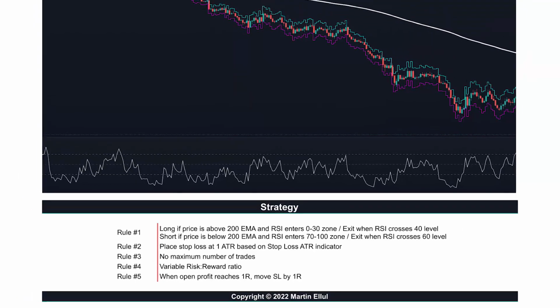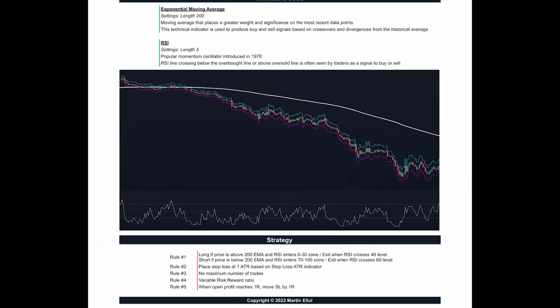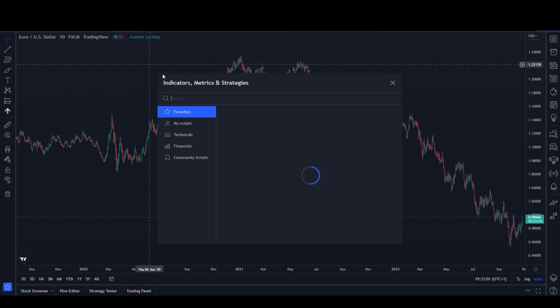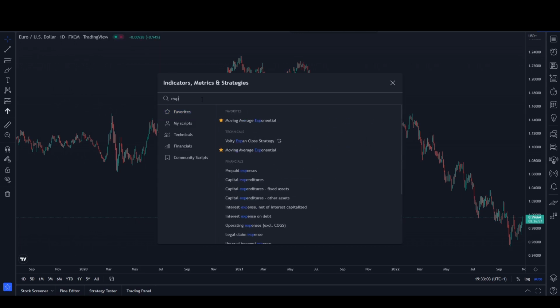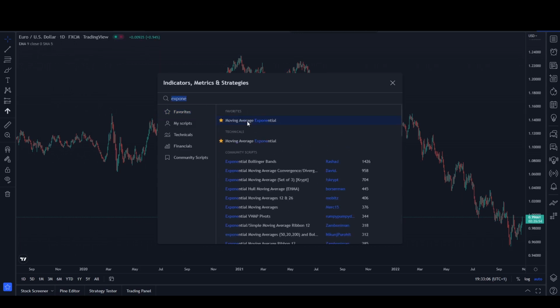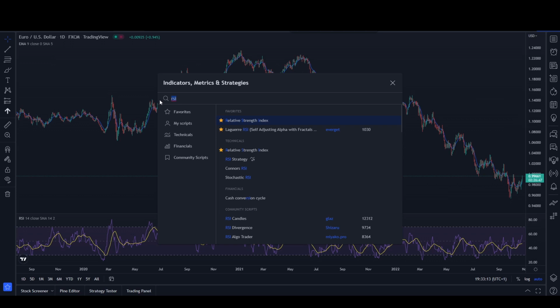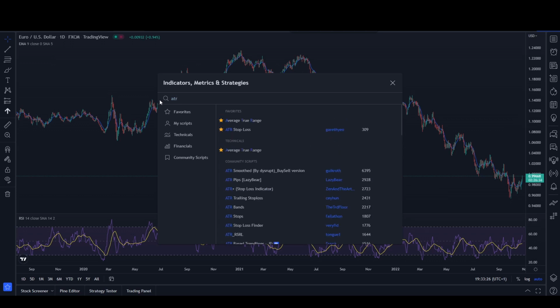But let's get on the charts now so I can show you a few trades and then we'll dive straight into the backtest. All right, guys, so here we are on the charts on the daily time frame on EUR/USD. So we'll go ahead and add the indicators. The first indicator is the exponential moving average. And the second indicator will be the RSI, and the last indicator will be the ATR stop loss.